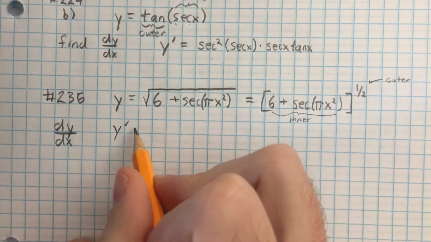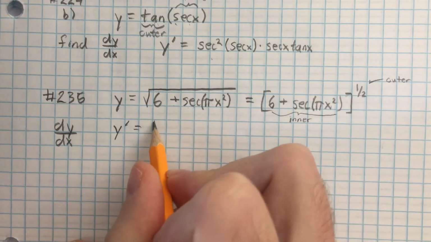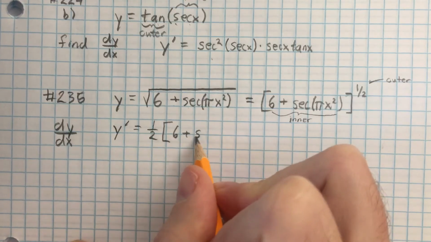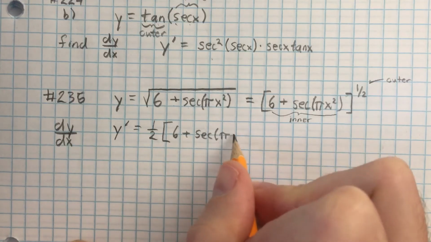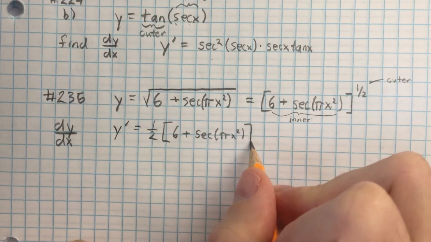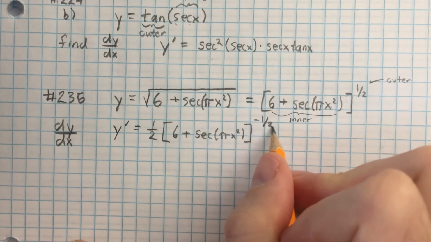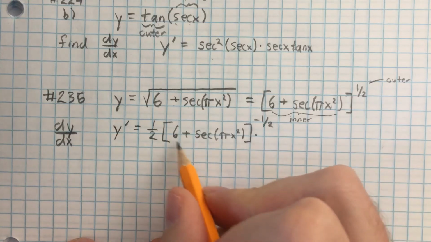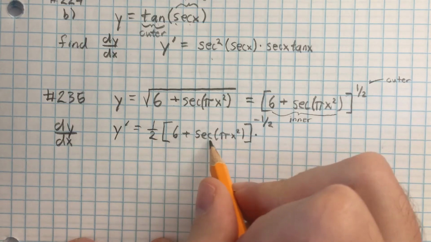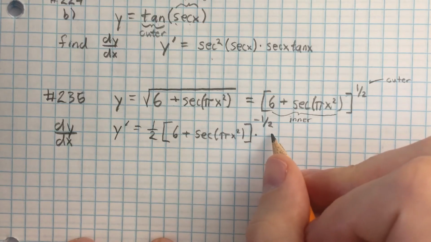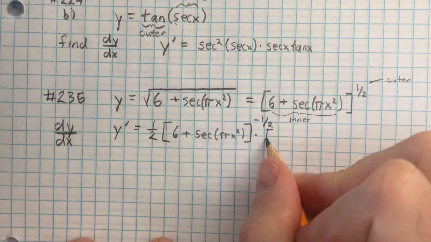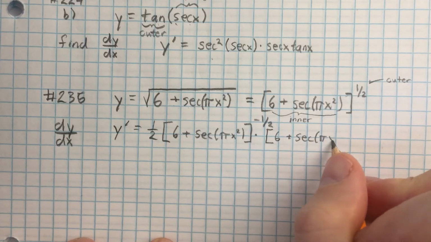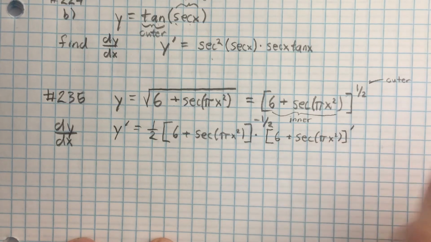So I need to take a power rule. So the 1/2 power comes down, half. The inner function stays the same. So there's my present inner function. And I need to lower the power by 1 to negative 1/2. And that completes the power rule portion. But now I need to take the derivative of the inner function, the derivative of 6 plus secant pi x squared. I'm going to write in just notation, just for a moment. I still need to take the derivative of 6 plus secant pi x squared. So that's waiting to be done.